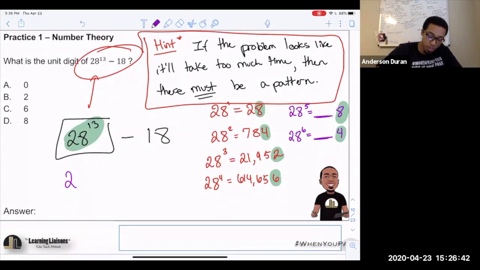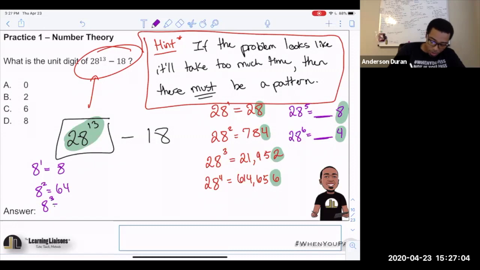So let me prove that to you. Let's just keep it simple with 8. 8 to the power of 1. Quick, everybody, what is it? 8. 8 to the power of 2. What's that going to be? 64. Remember, 8 times 8. 8 cubed, everybody. What's that going to be now? 512. All right, cool. And then lastly, 8 to the power of 4.